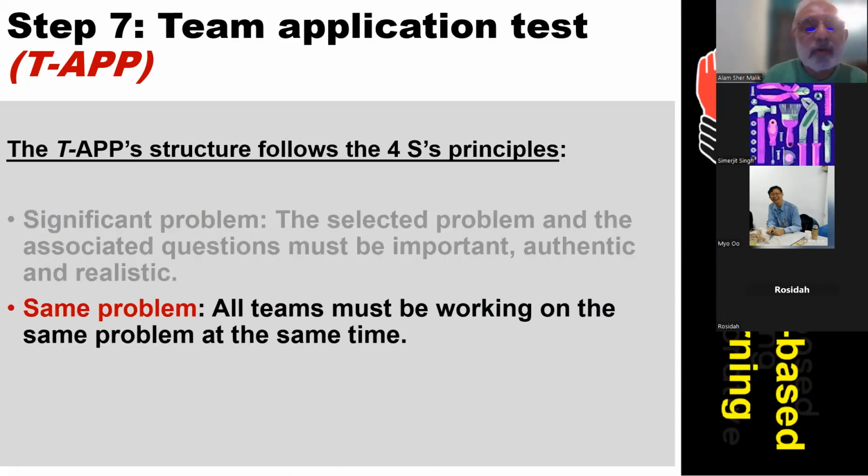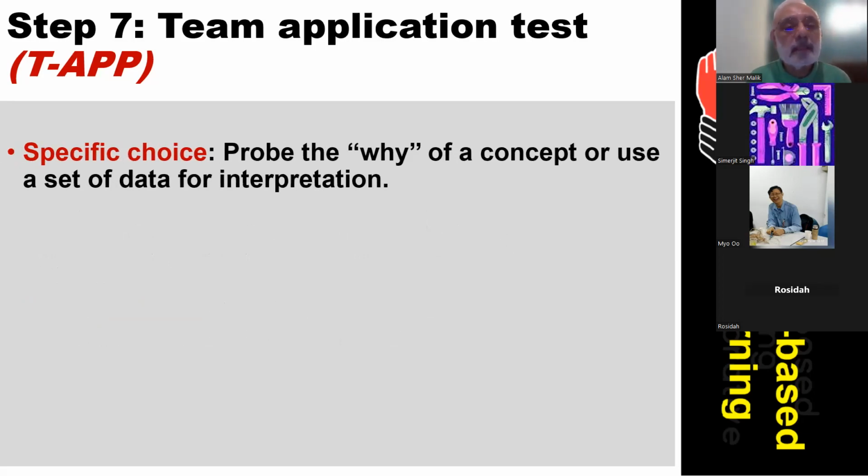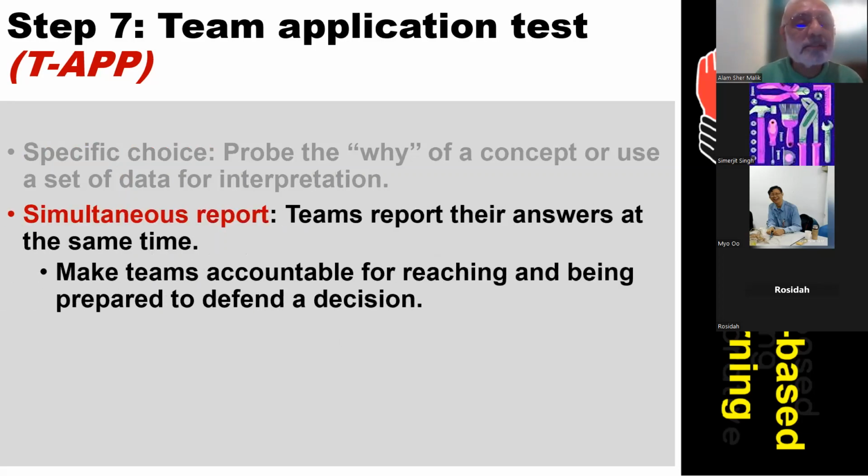Second, it should be the same problem for all the teams. The same questions are being handled by all the teams. Third, it has to be a specific choice, probing the why of the concept and our use of a set of data for interpretation. And the fourth S is simultaneous report. So teams report their answers at the same time, so they cannot copy from each other. And this makes teams accountable for reaching and being prepared to defend their decision.